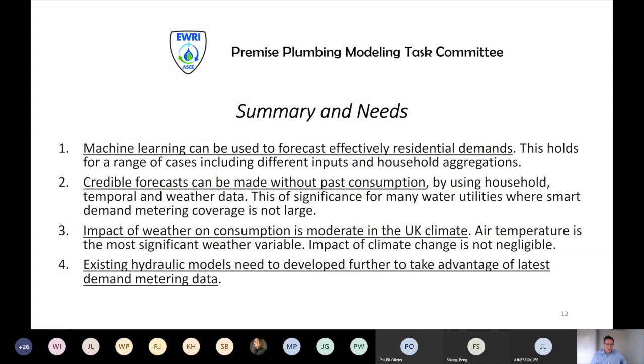And existing hydraulic models, this is not something I really went much into during this presentation, but I firmly believe that existing hydraulic models need to be developed further to take advantage of latest demand metering data. I know some people are working on this in the field, especially in the real-time context, but it would be nice to see more of this work in the future.